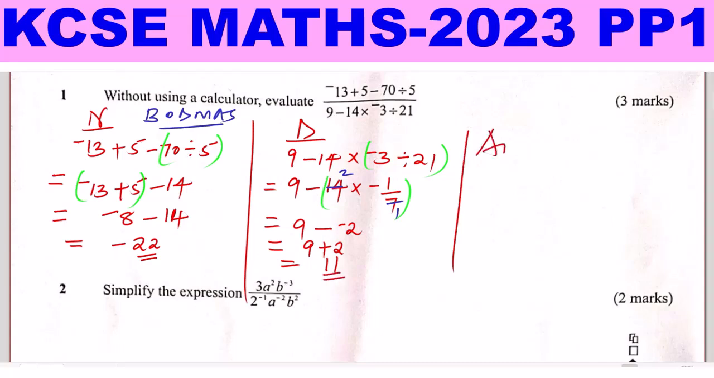So now it is time to get the answer. The answer we got in the numerator, which is negative 22, divided by the answer we got in the denominator, which is 11. And when you divide these, you get negative 2 as the answer.